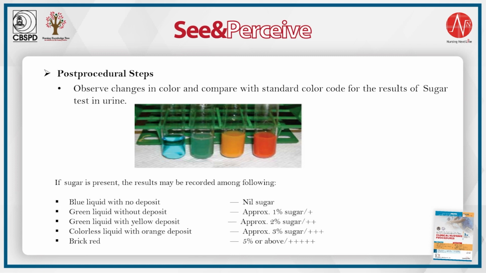Blue liquid with no deposit means nil sugar. Green liquid without deposit means approximately 1% sugar. Green liquid with yellow deposit indicates approximately 2% sugar. Colorless liquid with orange deposit indicates approximately 3% sugar. And brick red indicates 5% or above.